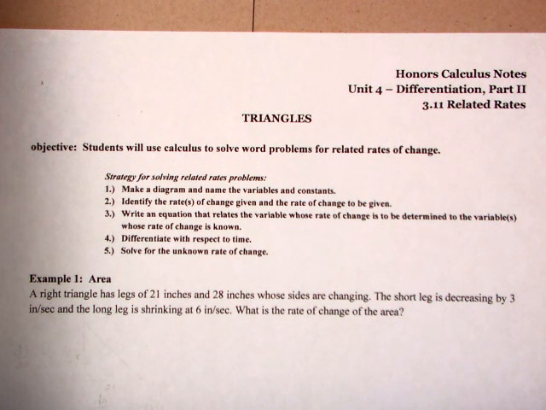Today we're going to go back to related rates and look specifically at triangles. Before we start, there are two formulas that we will most likely use. The first of which is the area formula for triangles: area equals 1/2 base times height. The second is the Pythagorean theorem: a squared plus b squared equals c squared, where c is the hypotenuse, or the side opposite the right angle.